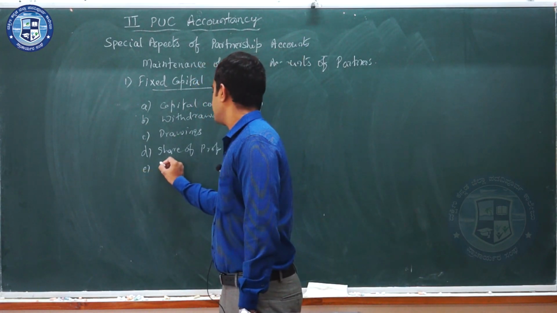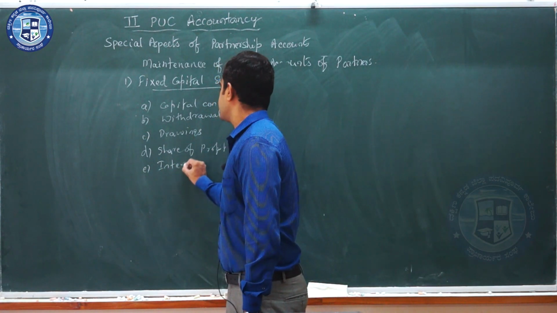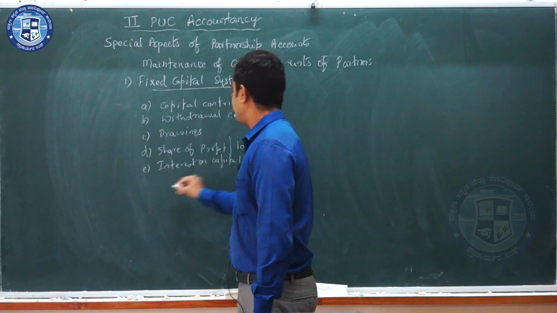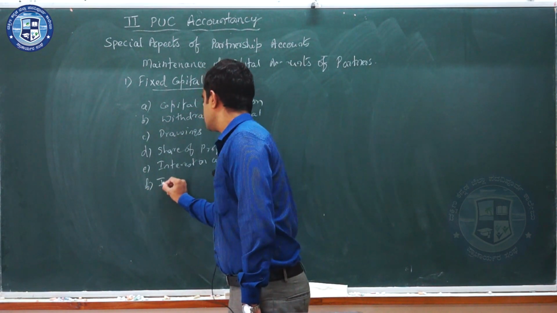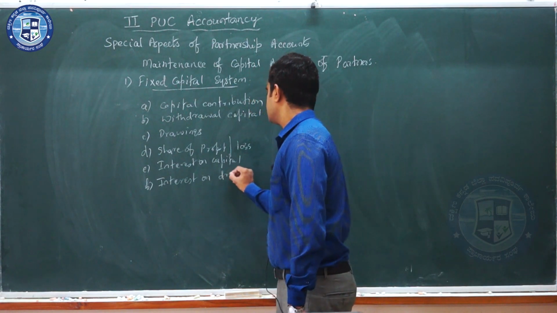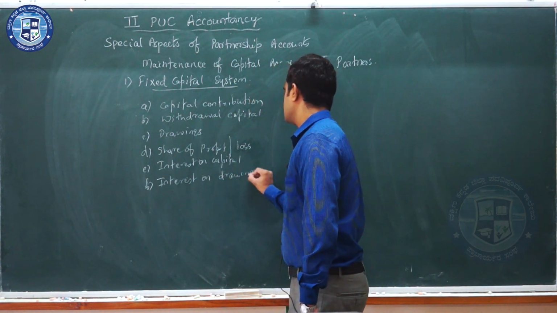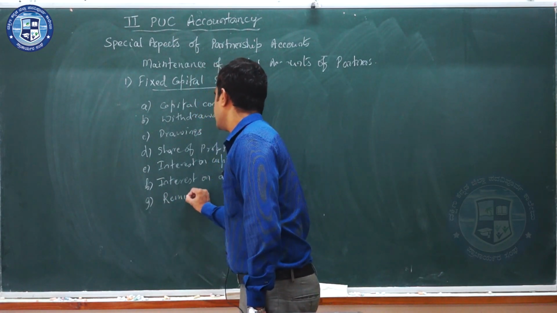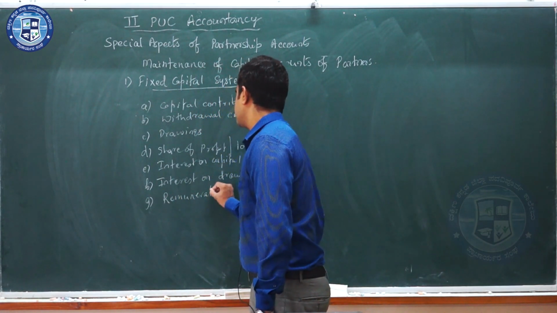Fifth one, interest on capital. Sixth, interest on drawings. And the last one, remuneration to partners.